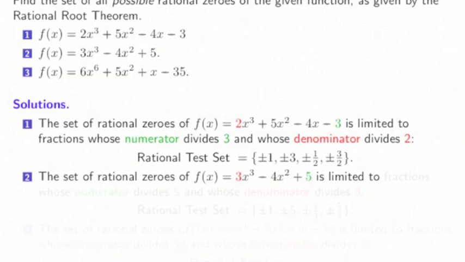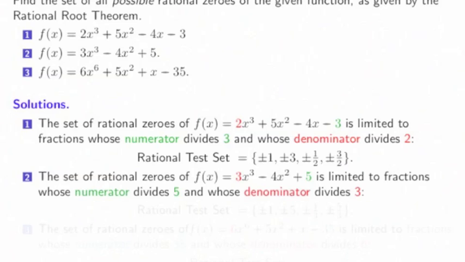In this case, the leading coefficient is 3, and the constant term is 5. So we're going to have fractions whose numerator divides 5. In other words, the numerator of these fractions is 1 or 5, and whose denominator divides 3. The denominator will be 1 or 3. So my possible test set will include plus or minus 1 divided by 1, plus or minus 5 divided by 1, plus or minus 1 divided by 3, plus or minus 5 divided by 3.